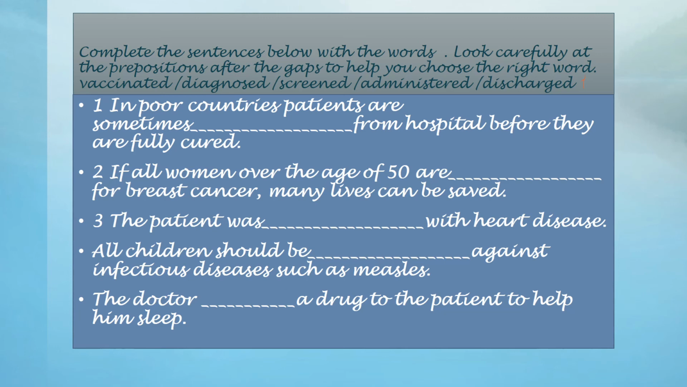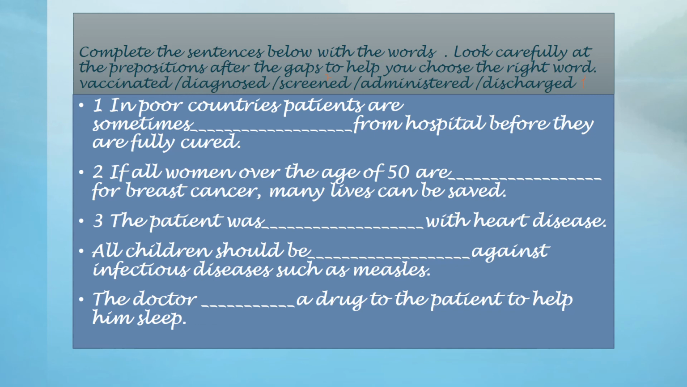Number 2. If all women over the age of 50 are blank for breast cancer, many lives can be saved. Yes, the right answer is screened. Let's read the sentence once more. If all women over the age of 50 are screened for breast cancer, many lives can be saved. Question 3. The patient was blank with heart disease.